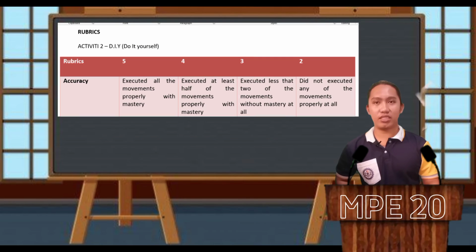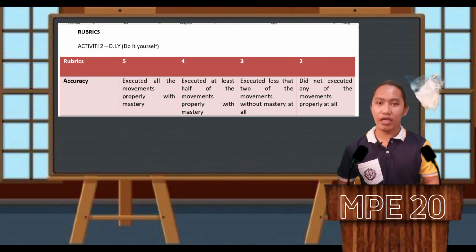When we say accuracy, this is where the movements of the practitioner will be scored or graded. So for the 5 points, the practitioner should execute all the movements properly with mastery. Andyan dapat yung mastery niya. And for the 4, executed at least half of the movements. Hindi lahat na-execute ng tama ng estudyante. And for the third, executed less than half.